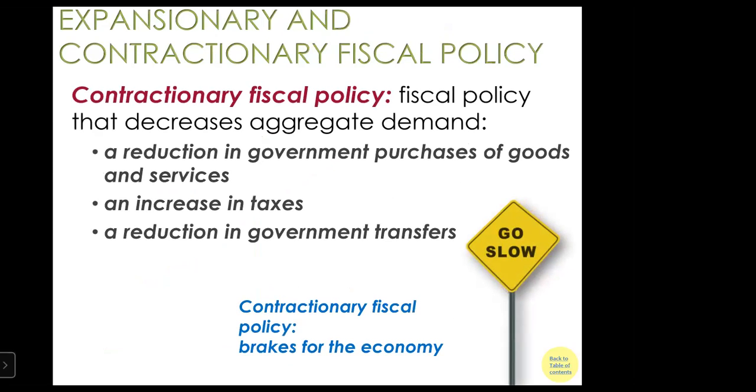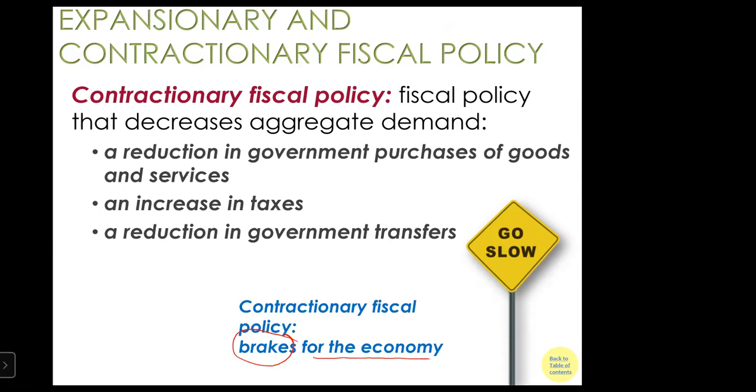Now look at other possible fiscal policy types. This is called contractionary. Contractionary fiscal policy is opposite to expansionary. It is like putting the brakes on the economy. So you want the economy to go slow.